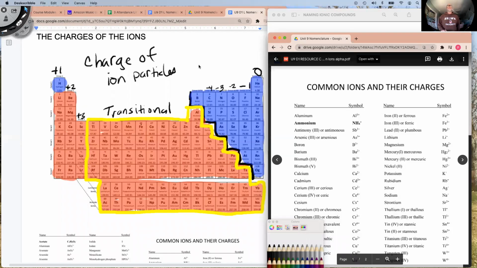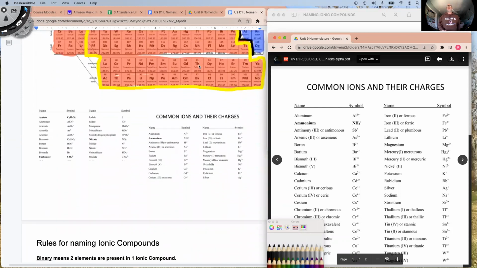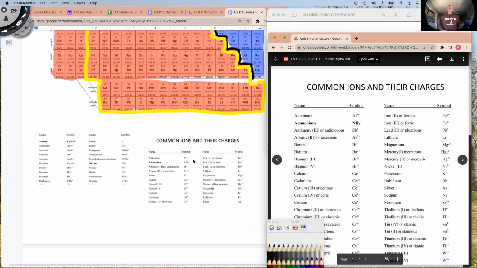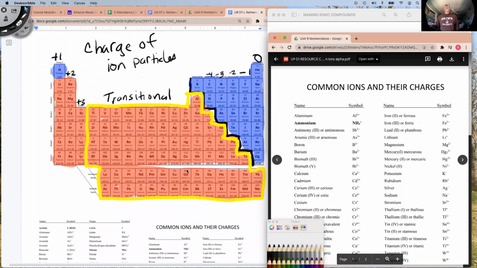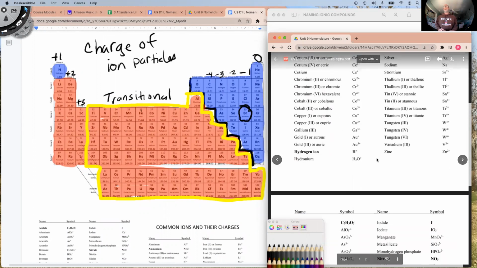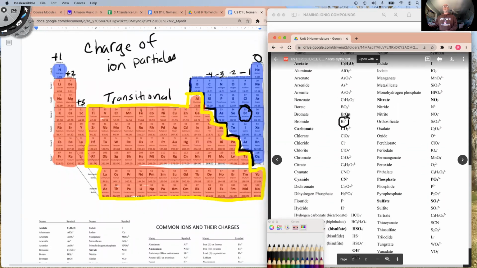So as we're talking about these charges, I've already provided you with this little thing called the common ion sheet with their charges. So if you're wondering, what's the charge on bromine? I don't remember. Well, you come over to this chart on the side, and you look through it and go, okay, let's find bromine. Oh, there it is right there. Bromine has a -1 charge.